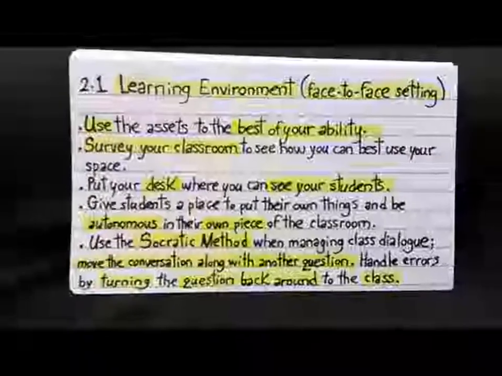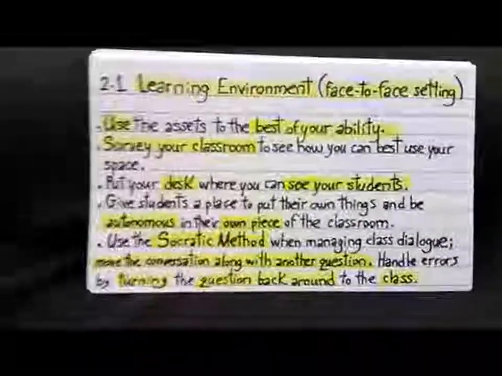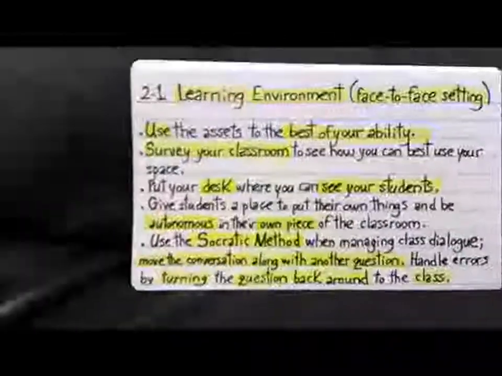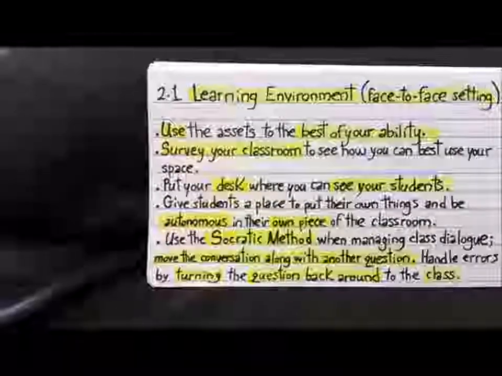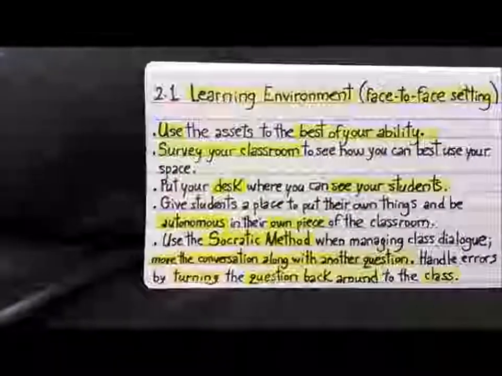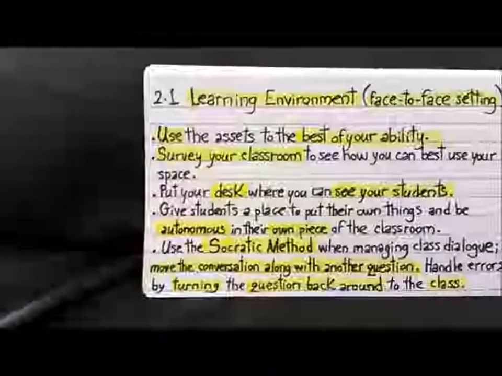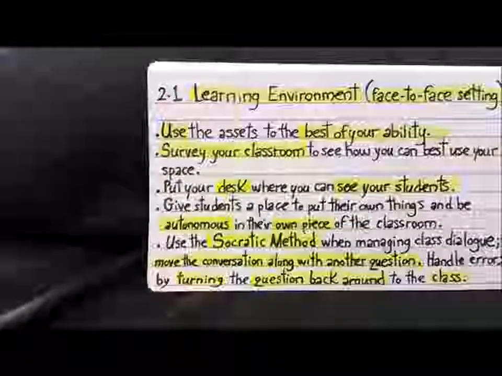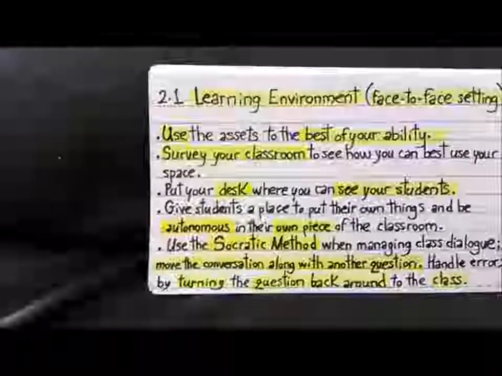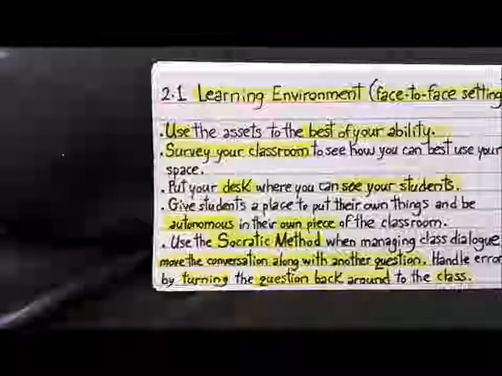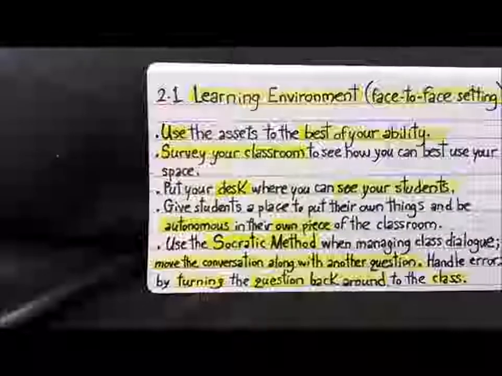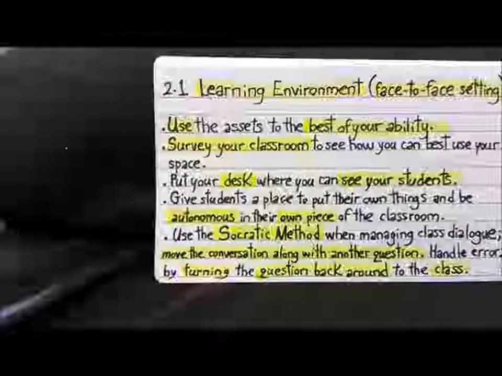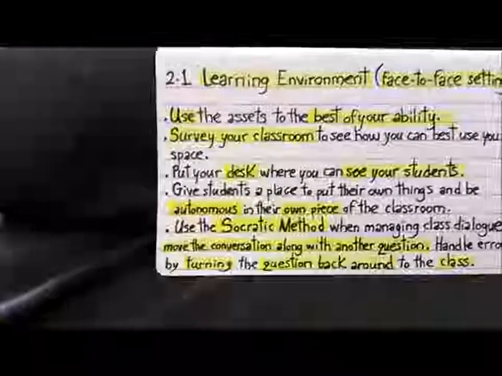In the learning environment, in a face-to-face setting, use the assets to the best of your ability. Survey your classroom. See how you can best use your space. Put your desk where you can see your students. Give students a place to put their own things and be autonomous of their own piece of the classroom.